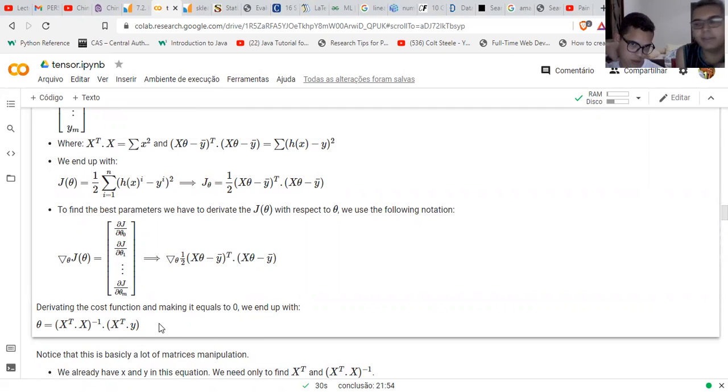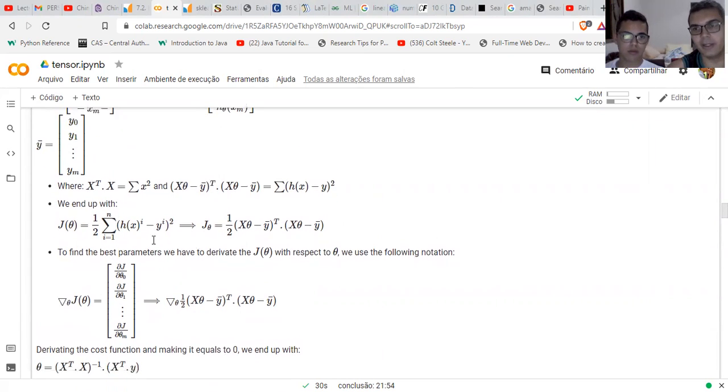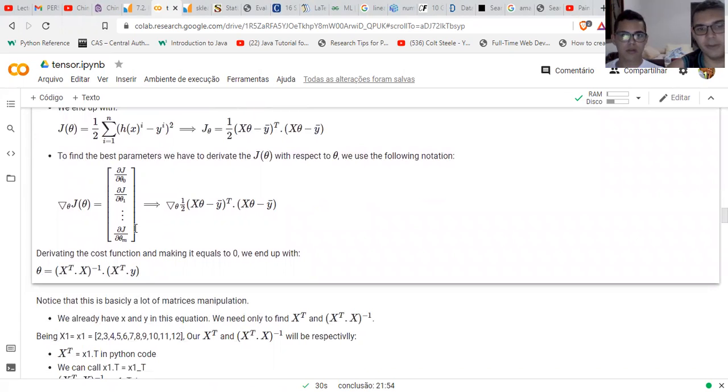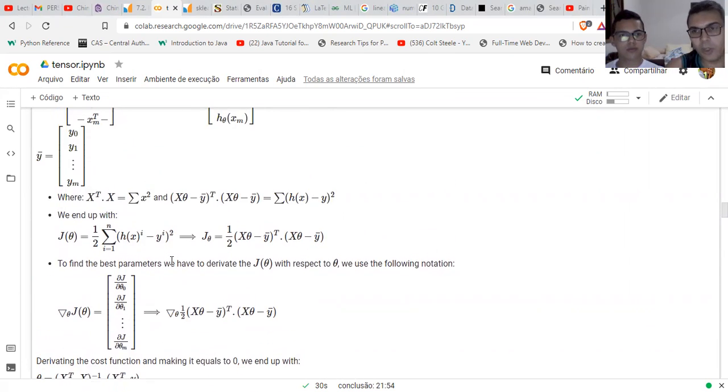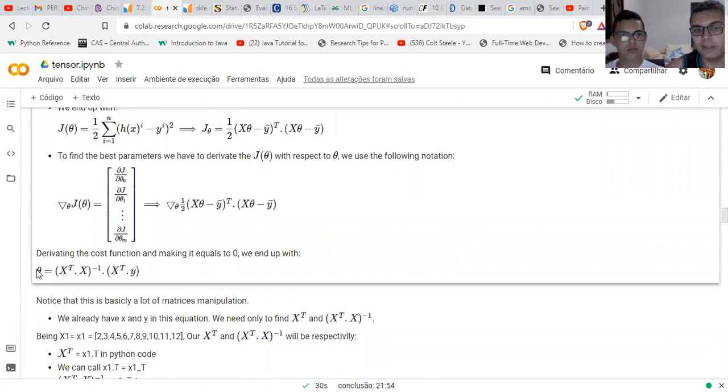Guys, there is a lot of algebra here, and this is not simple, this is hard. This is a very strong algebra exercise, and we're not going to explain that deeply here, but what the normal equation tells us is that you can find the theta only knowing the x and the y. And this works only for linear regression, for nothing else.